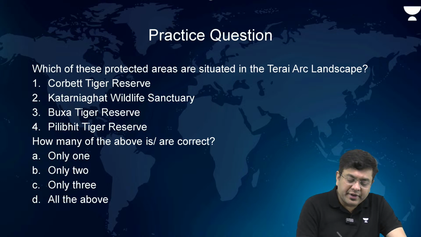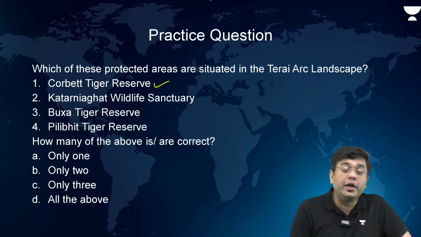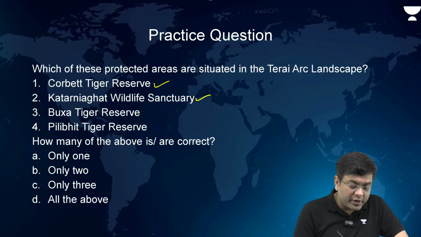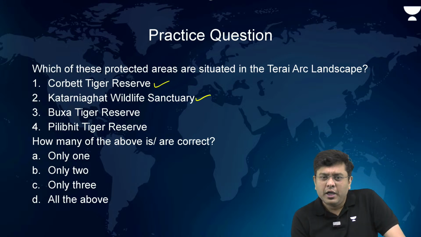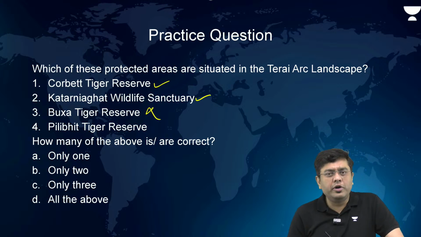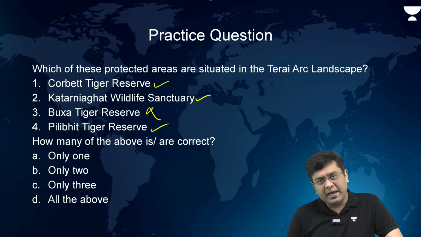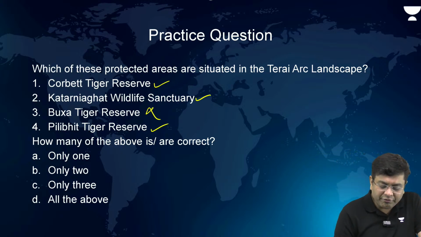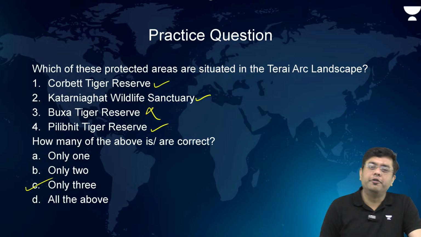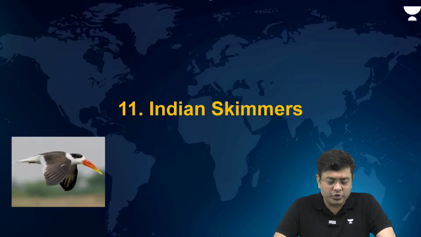So Corbett Tiger Reserve, very much a part of it. Katarniaghat Wildlife Sanctuary at the border of Nepal, a part of Terai Elephant Reserve, very important part. Buxa Tiger Reserve. Buxa is situated in West Bengal, right? So there you don't have the Terai Arc Landscape. Then the Pilibhit Tiger Reserve, again a part of it. So here you have 1, 2 and 4. So 3 of them are correct. So the correct answer is C. I hope like this you are able to develop the approach.